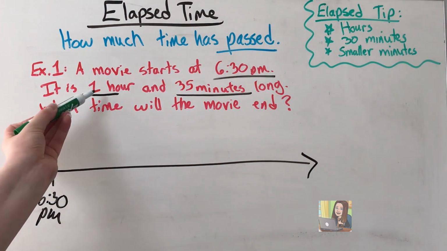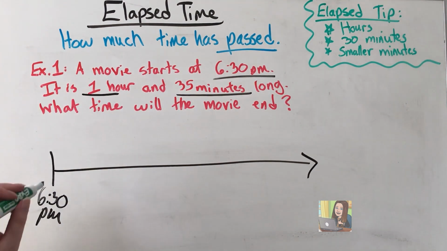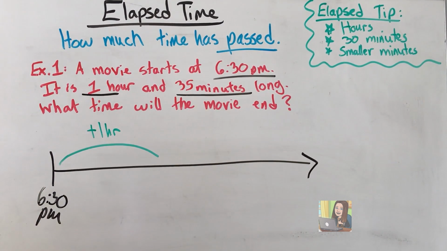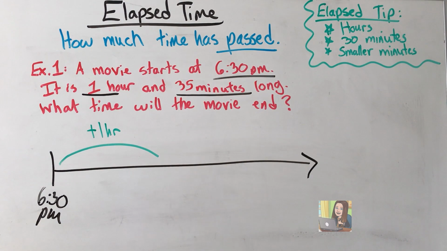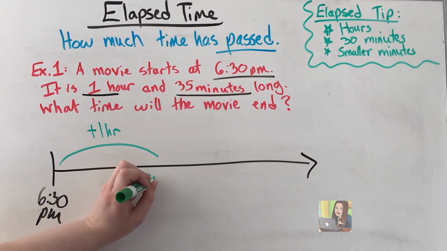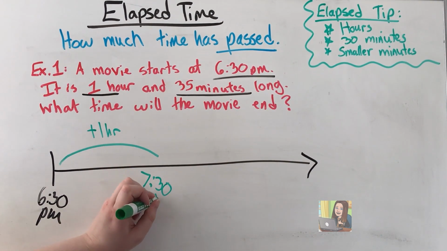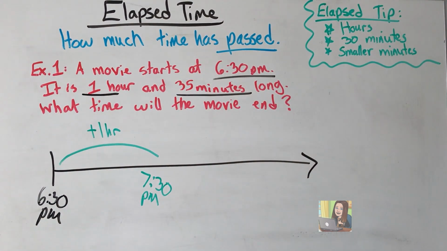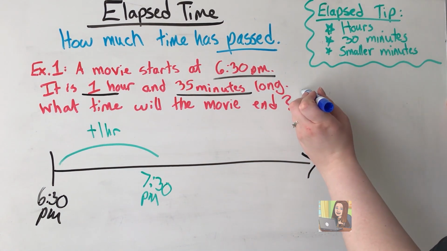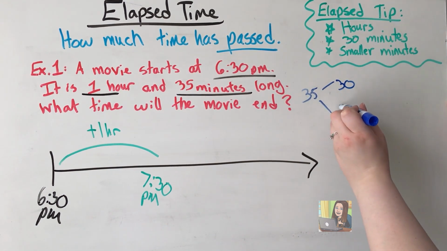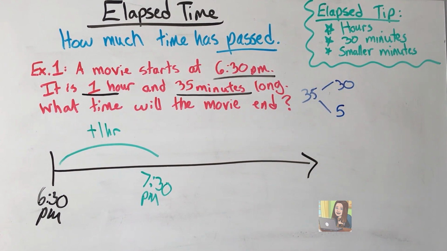I can add 1 hour really quickly to my timeline. 1 hour, the next hour after 6:30 is not going to be 7 o'clock. It's going to be 7:30, a whole hour later. Now, when I'm looking at 35 minutes here, 35 is not a great number to add, but I can break up 35 into 30 minutes and 5 minutes. Those are great numbers to add.